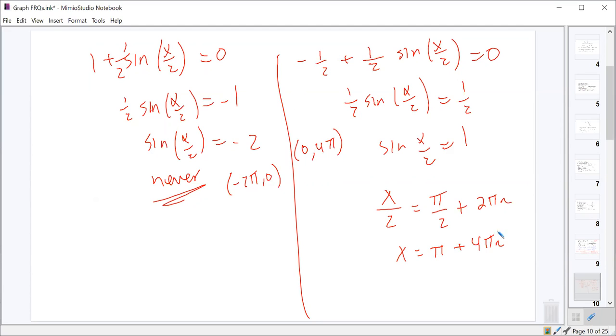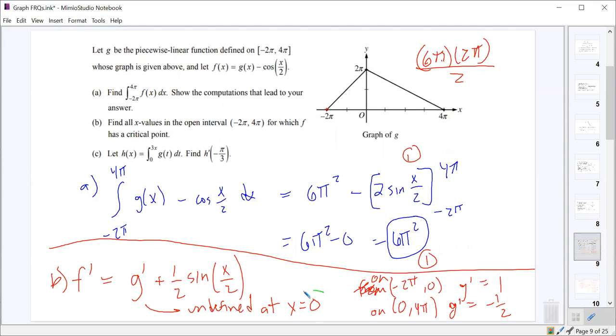From 0 to 4 pi, well, if we plug in integers for n, if n is 0, we get pi. If n is 1, we get 5 pi. Well, we can immediately eliminate 5 pi because that's not on the interval 0 to 4 pi. So we have a critical value of x equals pi as well as x equals 0. So 2 critical values.